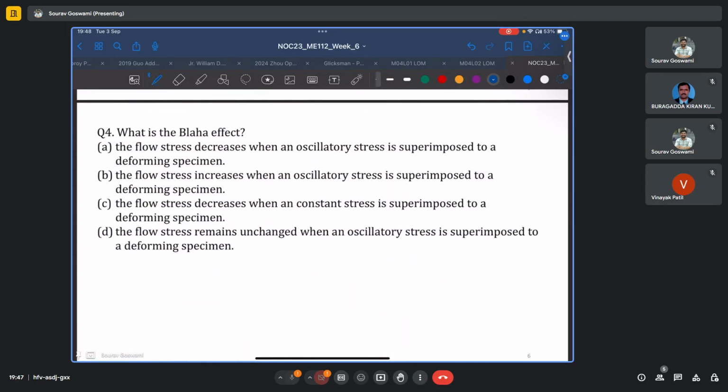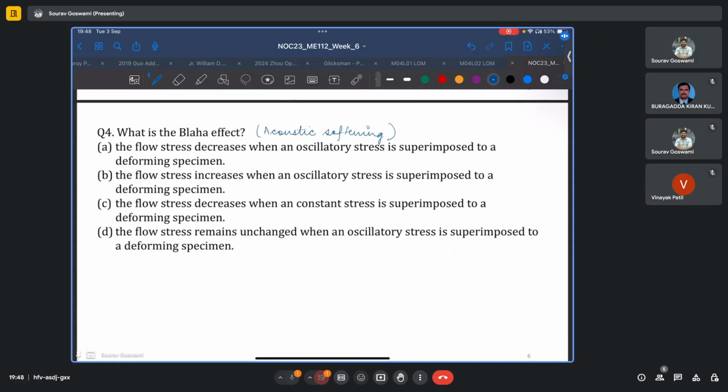Question 4 is asking us, what is the Blaha effect, or as we read about it, acoustic softening? The flow stress decreases when an oscillatory stress is superimposed to a deforming specimen. The flow stress increases when an oscillatory stress is superimposed to a deforming specimen. The flow stress decreases when a constant stress is superimposed to a deforming specimen, and the flow stress remains unchanged when an oscillatory stress is superimposed to a deforming specimen.